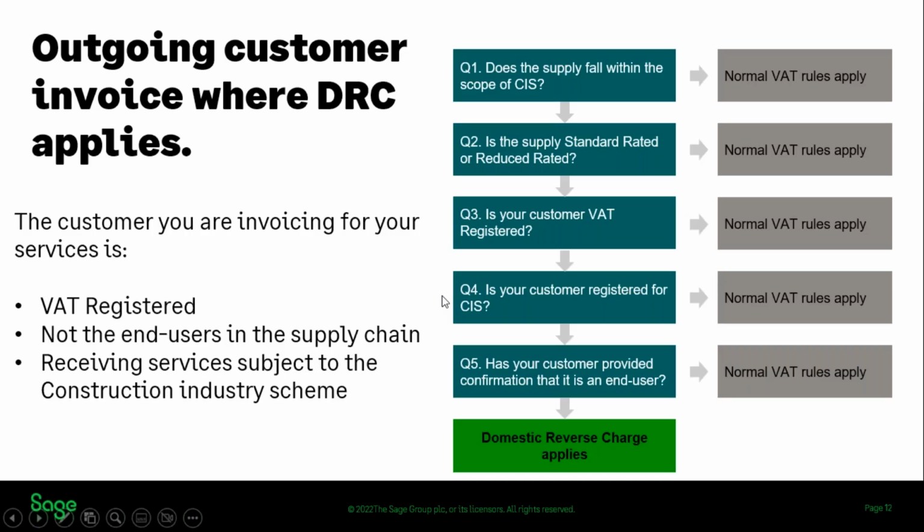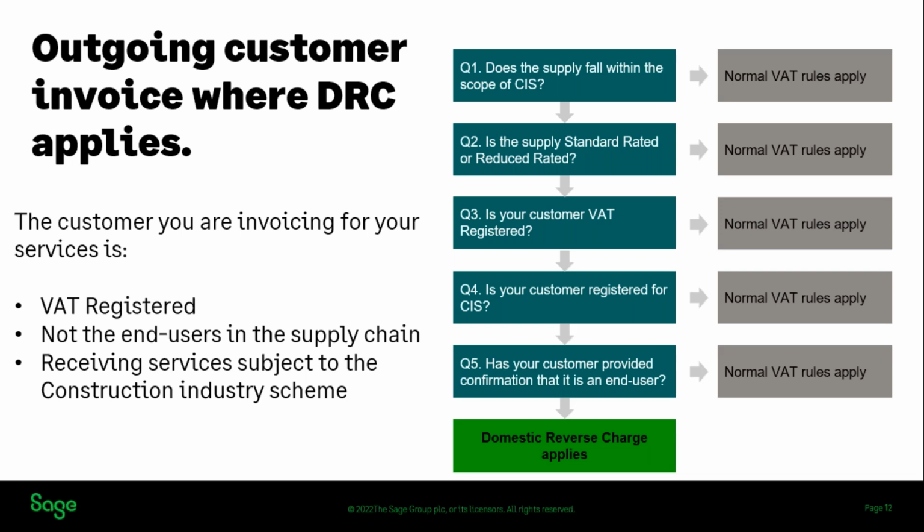Okay. So the first thing when you're doing a customer invoice is making sure that you know if you should be applying domestic reverse charge to that particular invoice. So it will apply as long as your customer is VAT registered, they are receiving services that are subject to the construction industry scheme, so it is actually a construction industry scheme transaction, and that they're not considered the end users in the supply chain.